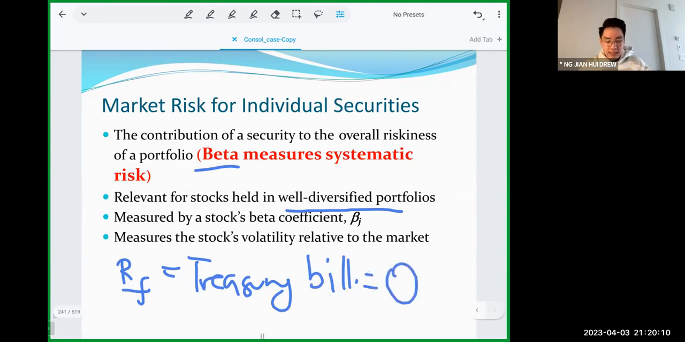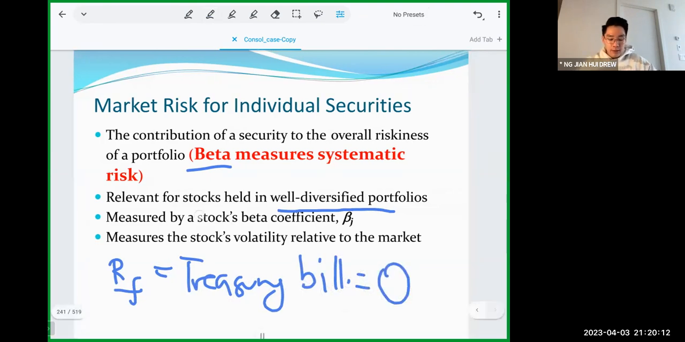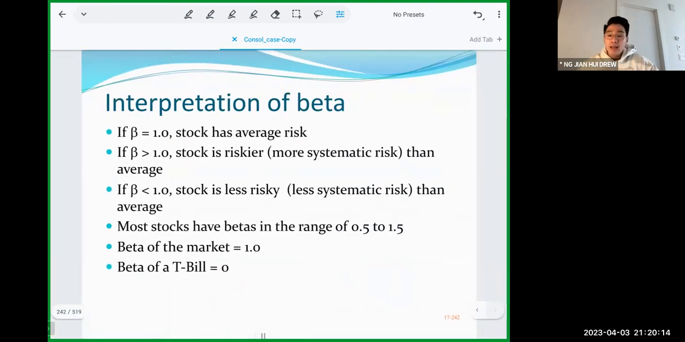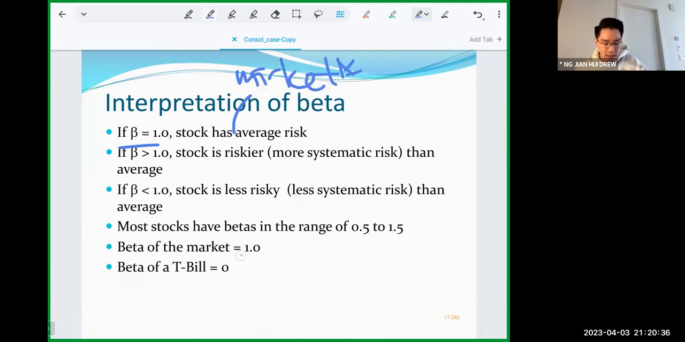Okay, why is this important? So let's look at it. Now, if we think about it in terms of beta, which measures the systematic risk, on average, all stocks should have a beta of 1. All right, so on average, all stocks should have a beta of 1. This is the market beta. So this is important: the market beta is 1.